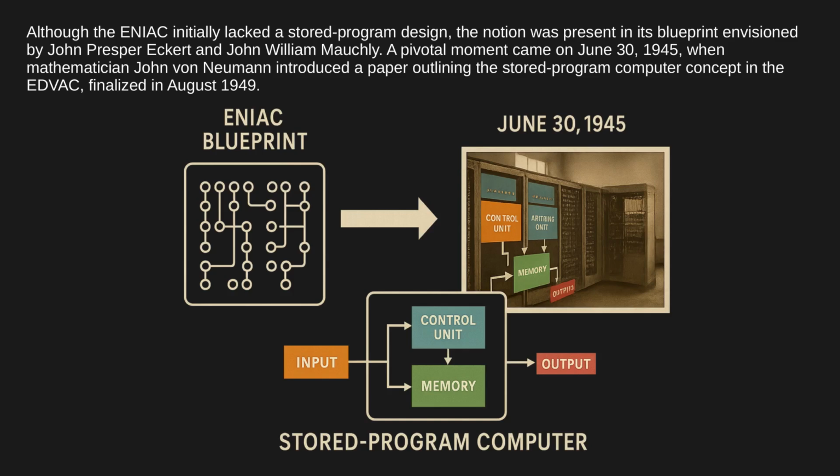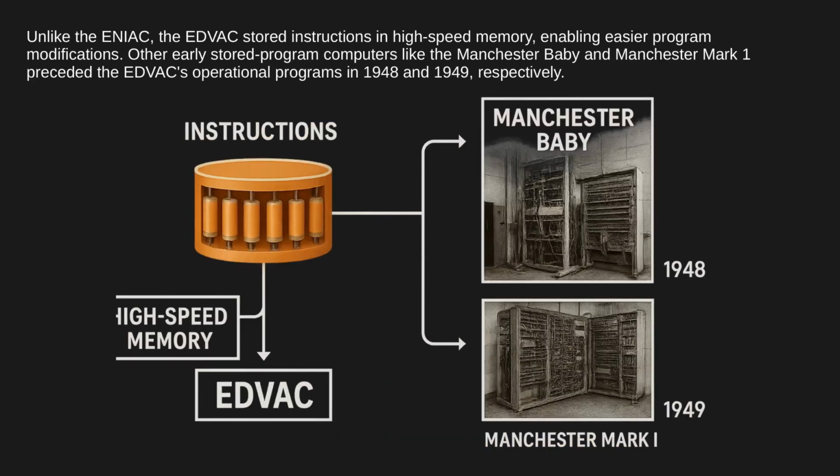A pivotal moment came on June 30, 1945, when mathematician John von Neumann introduced a paper outlining the stored program computer concept in the EDVAC, finalized in August 1949. Unlike the ENIAC, the EDVAC stored instructions in high-speed memory, enabling easier program modifications. Other early stored program computers like the Manchester Baby and Manchester Mark I preceded the EDVAC's operational programs in 1948 and 1949, respectively.